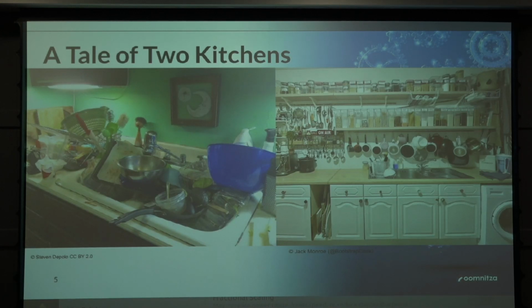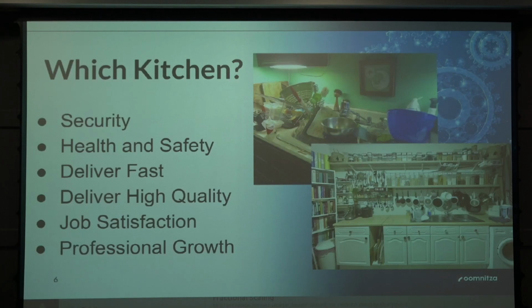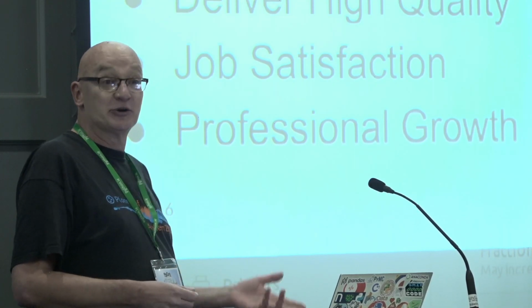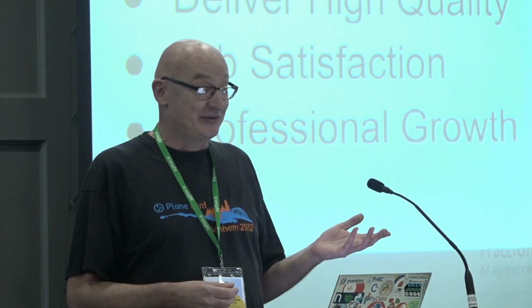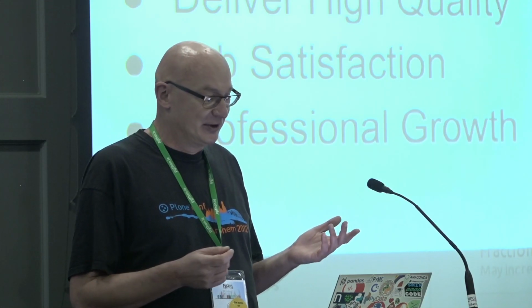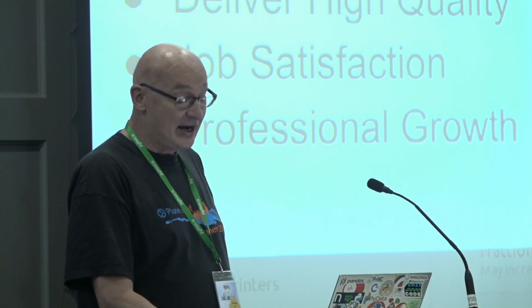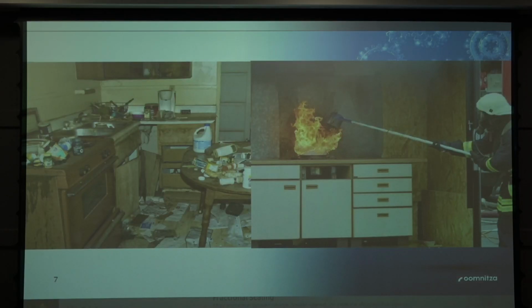So when you look at these two kitchens, which kitchen would you rather have? Which kitchen is better for security, for health and safety, to deliver fast or deliver high quality food, job satisfaction, personal growth? So hands up, who thinks it's kitchen 2? Oh, less than usual. And actually, the kitchens in which we work quite often look like this.